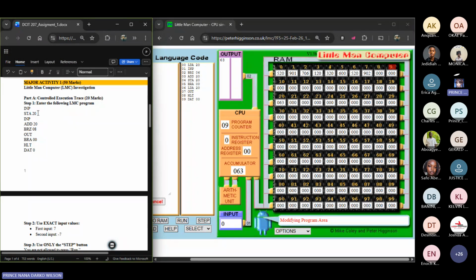However, for the first program, if you check well, the first instruction says input. It will receive input from the user. Second instruction says store at address 20, so it will store the input. Third instruction says input again. It will receive another input. Fourth instruction says add to the initial input stored in address 20, so it will add that. The fifth instruction says that if the answer is 0, branch to address 8. The answer will always be 0 too, because the question says use the exact input values: first input 7, second input negative 7.